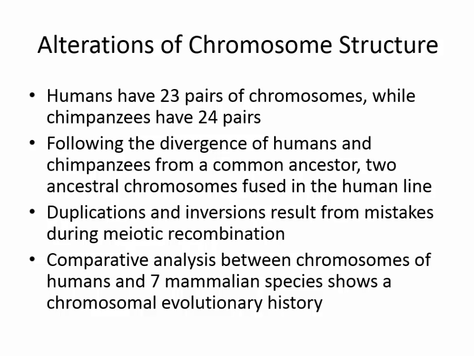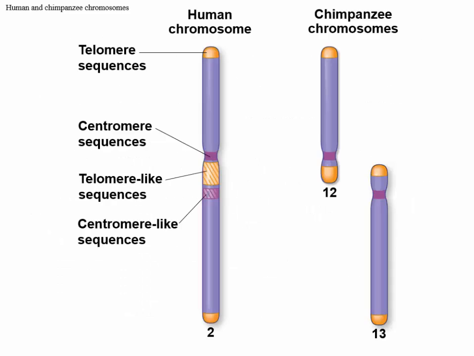Humans have 23 pairs of chromosomes. Chimpanzees have 24 pairs. Following the divergence of humans and chimpanzees from a common ancestor, 2 ancestral chromosomes fused in the human line. Duplications and inversions result from mistakes during meiotic recombination. Comparative analysis between chromosomes of humans and 7 mammalian species shows a chromosomal evolutionary history, and here it is.